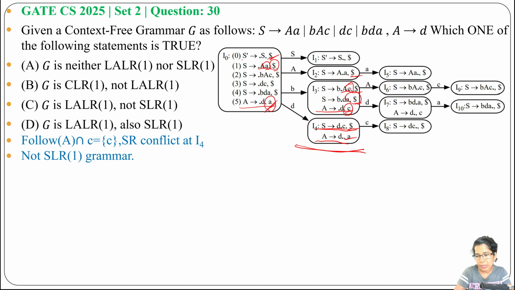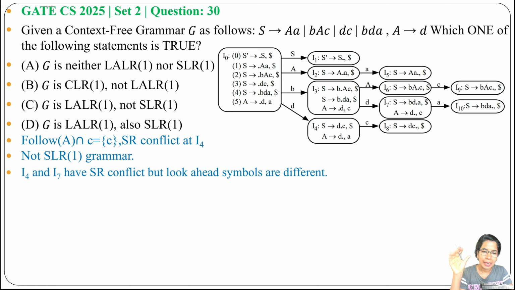In the same way, just check I7, there is also a shift and a reduction but both look aheads are different. It's dollar, it's C. So there is no SR conflict. As there is no shift reduce conflict, this grammar is CLR1. And LALR1 is the minimal version of CLR1. If there is the same production but the look ahead symbols are different, we can merge them. But there are no states having the same production and different look ahead symbols. No repetition, hence this is also an LALR automata.